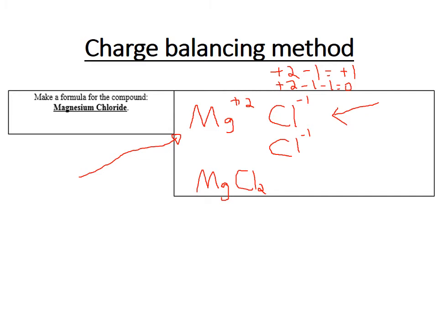So your goal, again, in the charge balancing method is to make your compound have an overall charge of 0. And so you just need to do a little bit of a balancing act to figure out how many of each ion you need for it to be 0 overall. So as you can see, your crisscross method and your charge balancing method result in the same answer anyways. You can actually use both methods just to verify that you did the correct steps.